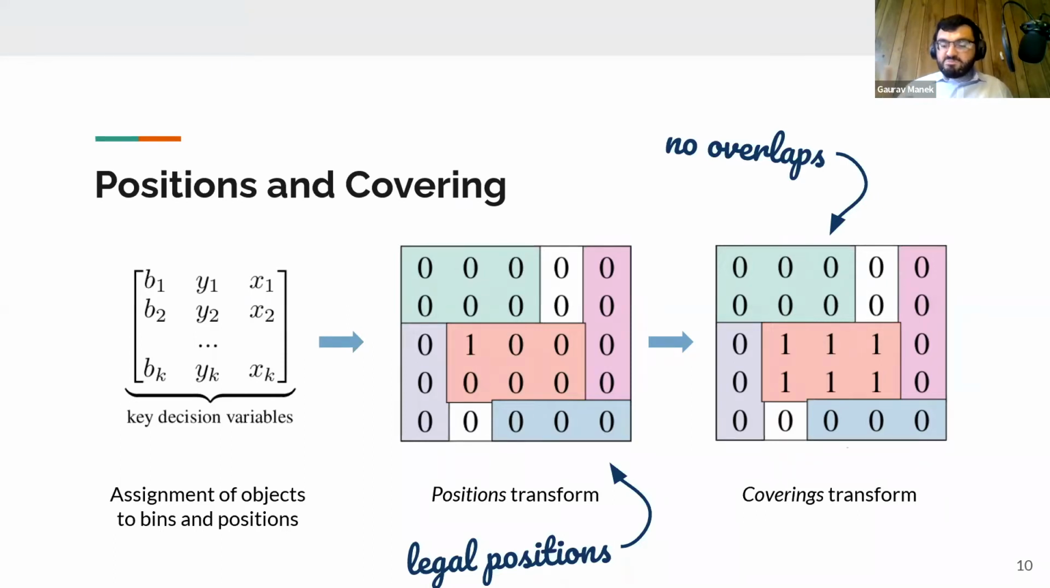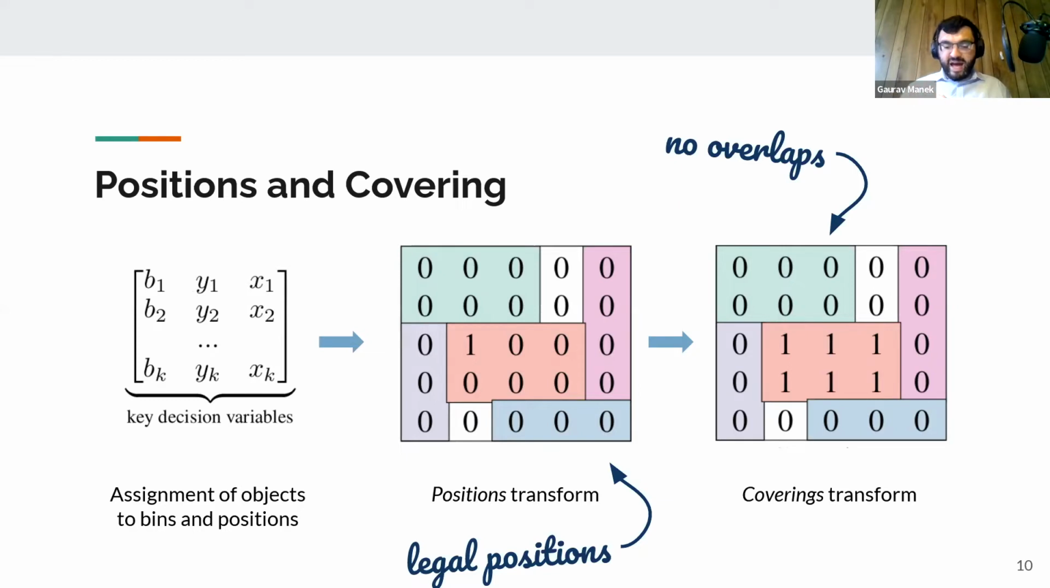Positions and covering is a two-stage encoding scheme that constructs an integer linear program to solve the 2D bin packing problem. The idea behind it is that we begin by specifying some key decision variables, and then we transform the decision variables in two different ways in order to specify different key constraints that are necessary for an ILP to accurately specify our problem as an integer linear program. On the left, we start with the key decision variables, which is for each object, what bin it is assigned to, and what the row and column of its top left-hand corner is.